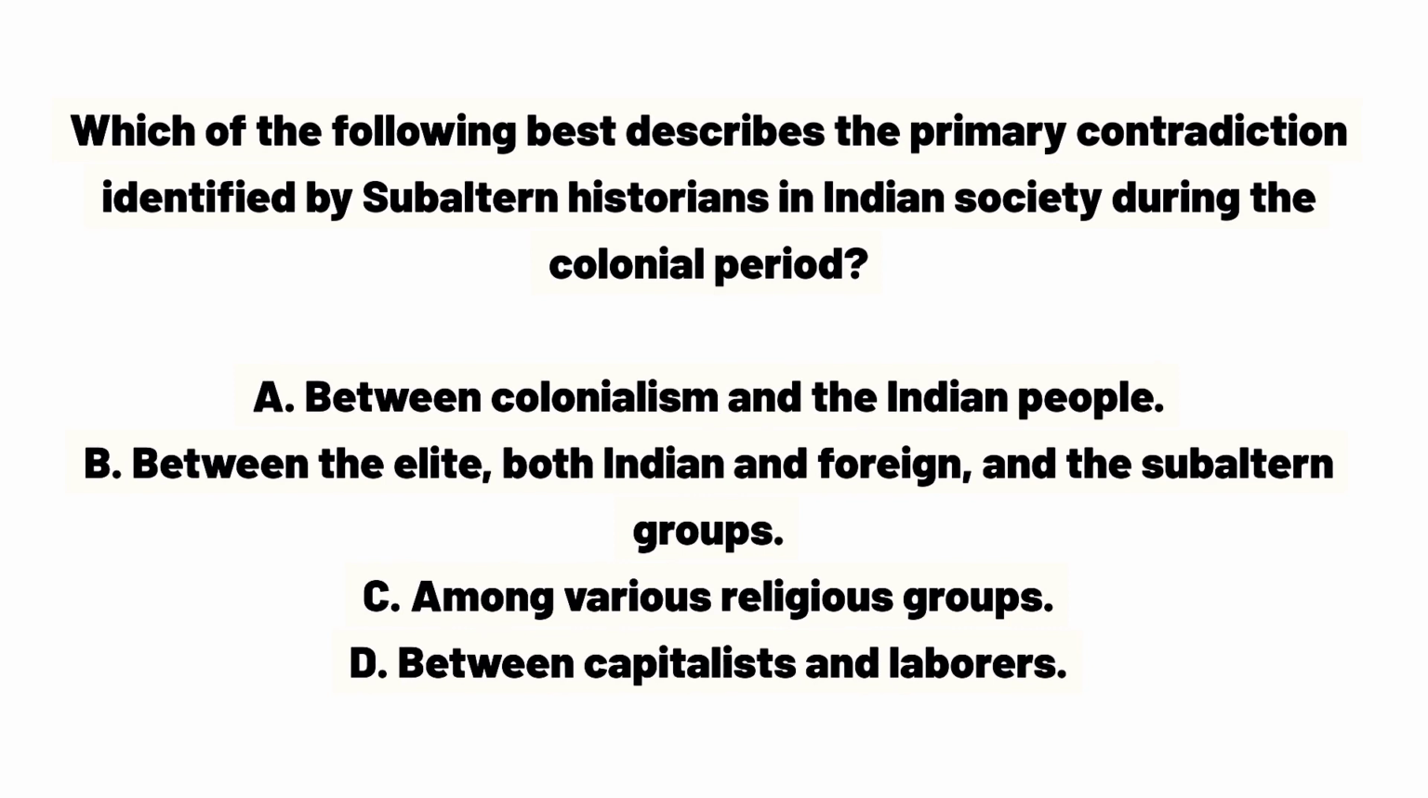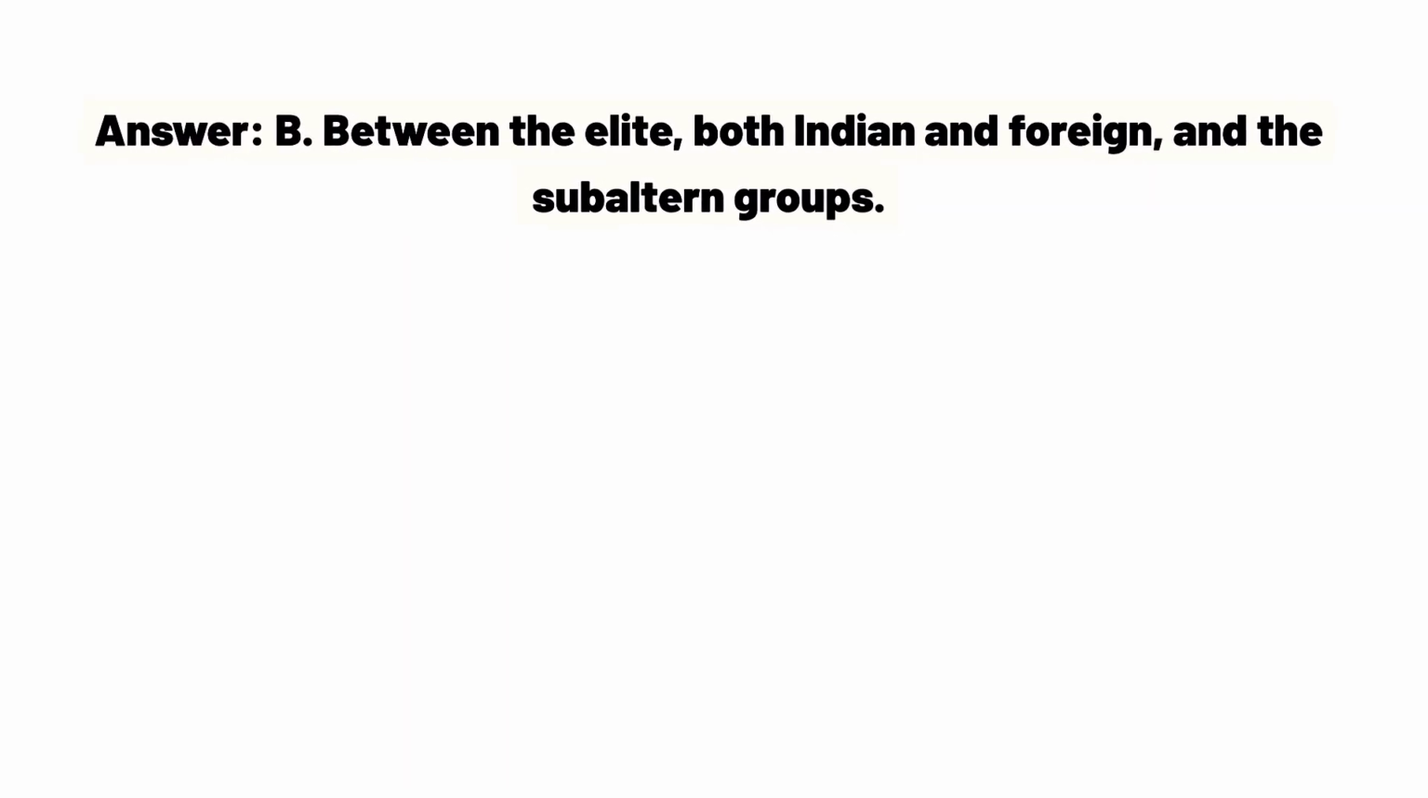Which of the following best describes the primary contradiction identified by subaltern historians in Indian society during the colonial period? A. Between colonialism and the Indian people. B. Between the elite, both Indian and foreign, and the subaltern groups. C. Among various religious groups. D. Between capitalists and laborers. Answer. B. Between the elite, both Indian and foreign, and the subaltern groups.